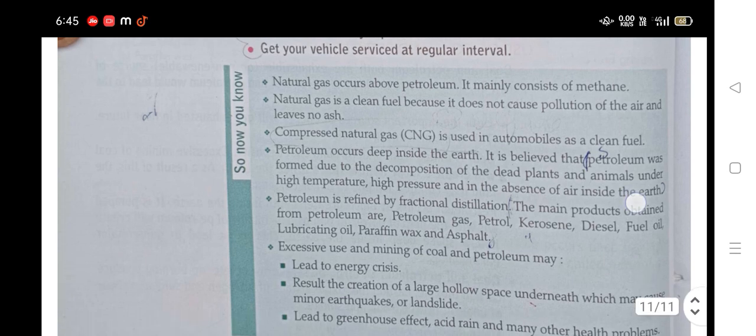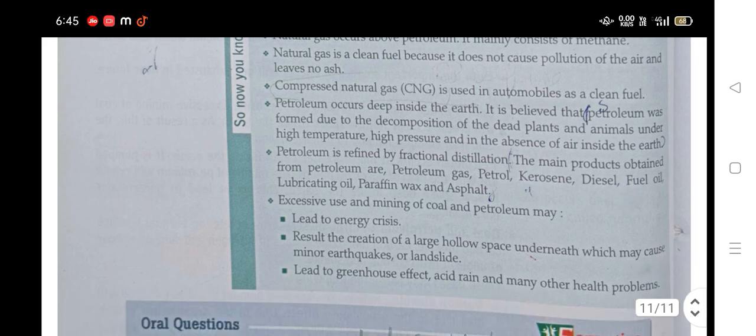So now you know. Natural gas occurs above petroleum. It mainly consists of methane. Natural gas is a clean fuel because it does not cause pollution of the air and leaves no ash. Compressed natural gas is used in automobiles as a clean fuel.